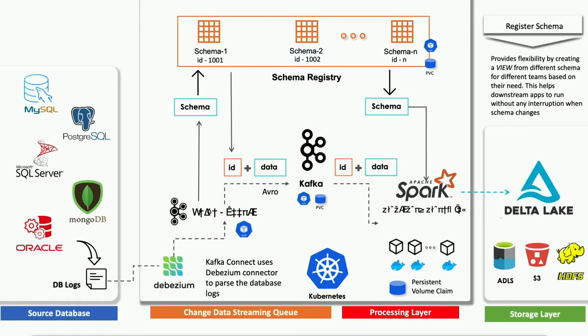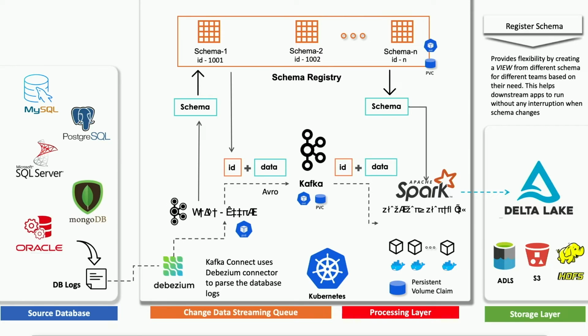Spark structured streaming, which runs in Kubernetes, will act as a Kafka consumer and process the change data and schema changes into Delta Lake. This infrastructure and application platform will be brought up using Terraform. This complete change streaming queue and processing layer infrastructure is running in Kubernetes. When there is a load increase, Spark can scale up multiple containers to do processing efficiently.